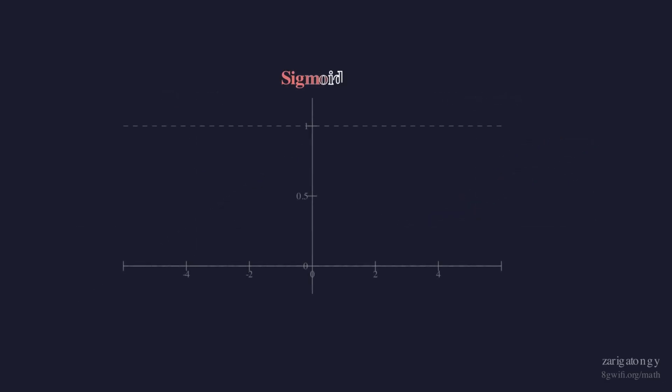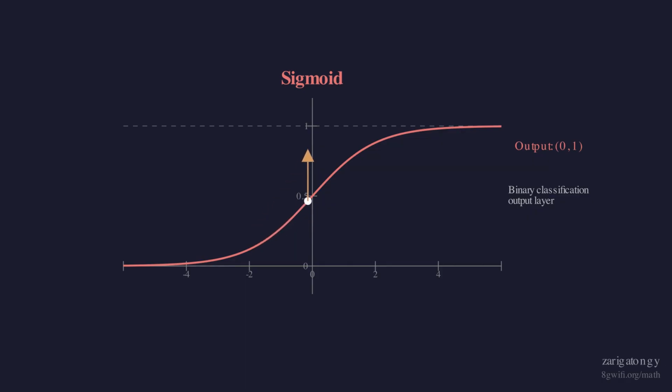Sigmoid, the classic S-curve. It squashes any input into a range between 0 and 1. Watch the gradient arrow. At the edges, the curve is almost flat. The gradient nearly disappears. That's the vanishing gradient problem. In the middle, the gradient is strongest. Sigmoid is still used for binary classification output layers.